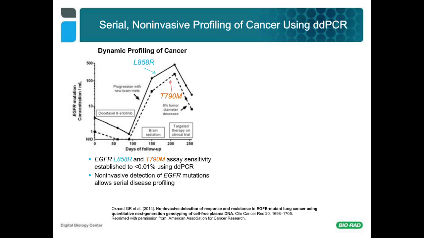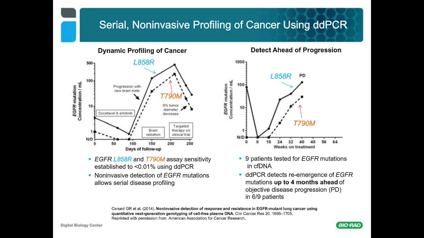You are able to see serial non-invasive mutation detection during treatment, including the rise of mutational loads as the brain metastases evolve. In another compelling finding, the team was able to show using digital PCR in 6 out of 9 patients the reemergence of EGFR mutations detectable up to 4 months ahead of objective disease progression, or PD, by radiographic imaging. This sensitivity has the potential for massive patient benefits, both in terms of comfort, safety, and the ability to quickly iterate on the treatment options.